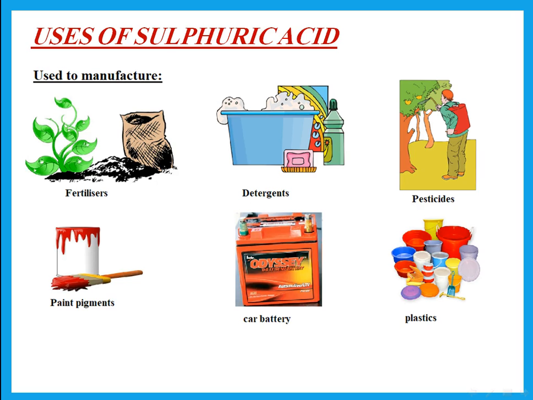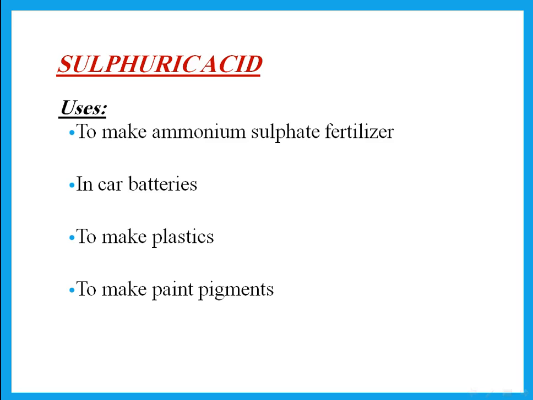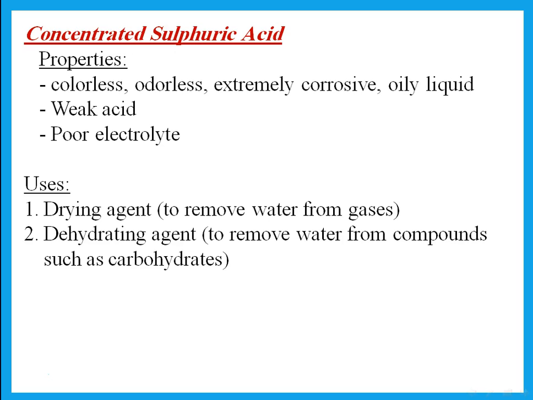Now, what do we use sulfuric acid for? It is used for many things. It's used to make fertilizers, ammonium sulfate fertilizer. It's used to make detergents, pesticides, paint, pigments, the colors in paint. It is used in car batteries, so the acid present in the car battery is sulfuric acid, and it is used to make plastics. So these are the main uses in general of sulfuric acid. But then we have concentrated sulfuric acid and we have dilute sulfuric acid.